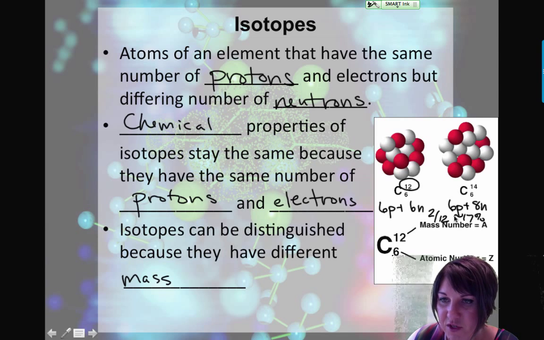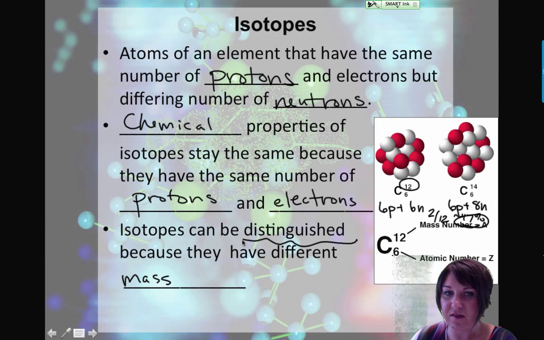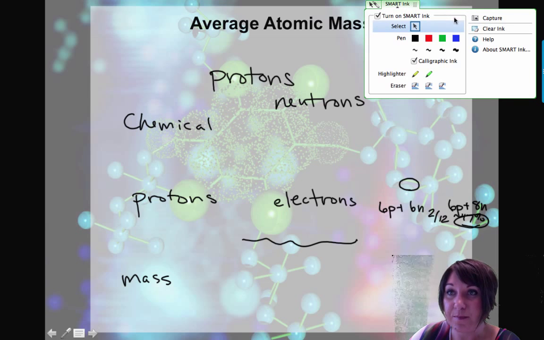Now imagine that tomorrow when you walk into school you weigh 17% more than you do today. Do you think anybody would notice a difference? Probably so. We can tell isotopes apart because they weigh different amounts. Their masses are vastly different, and we can tell the difference in a mass spectrometer especially.